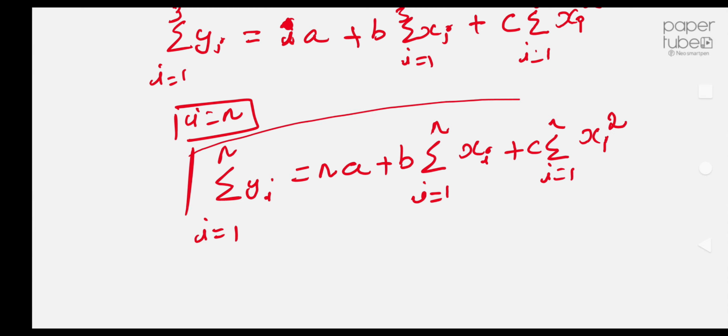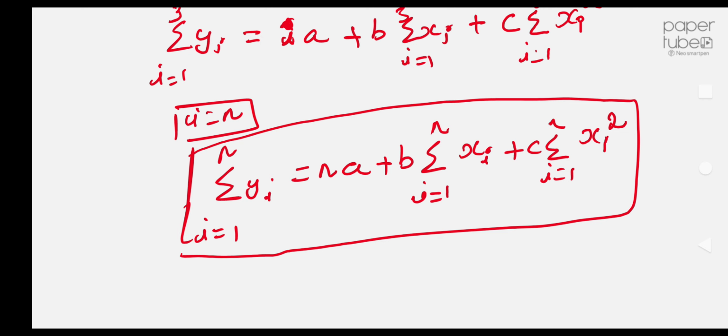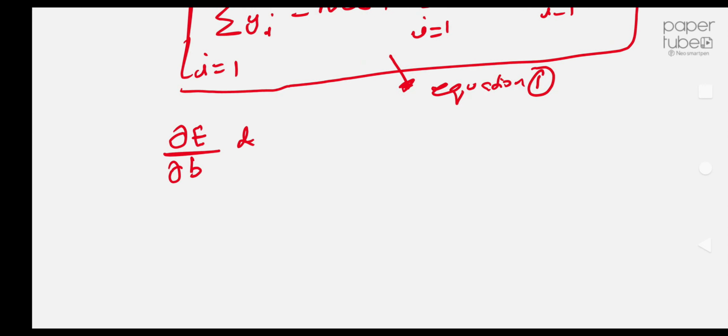I'm going to box this equation. This equation is called the normal equation, so let's call this equation 1. In this equation you have three unknown constants a, b and c. To solve for three constants, we need at least three equations. The remaining two normal equations we can obtain by taking the partial derivative of e with respect to b, and the partial derivative of e with respect to c, and setting the resulting expressions to 0. Only then will the condition that e is minimum be satisfied.